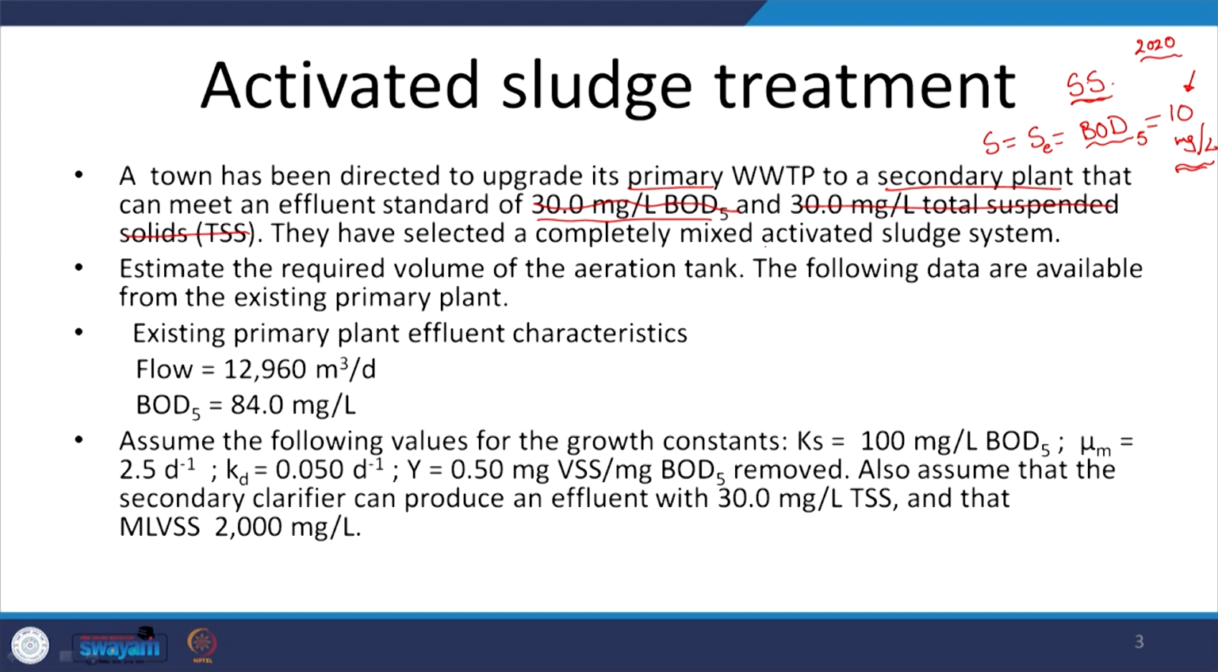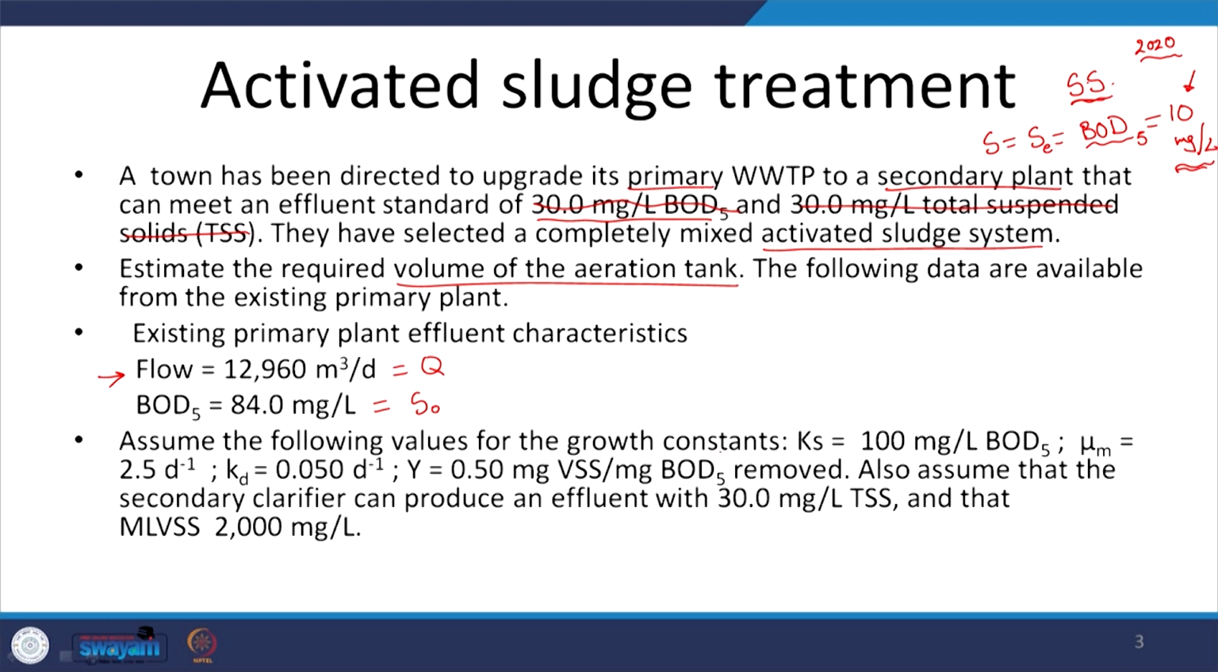And a completely mixed activated sludge system, fine. What do we need? Obviously, I need to know the volume of the aeration tank, and for that I have some data. From the primary plant, this is the flow rate. So, this is my Q, and this is the BOD coming into the secondary tank, my S naught, the one that is present initially.